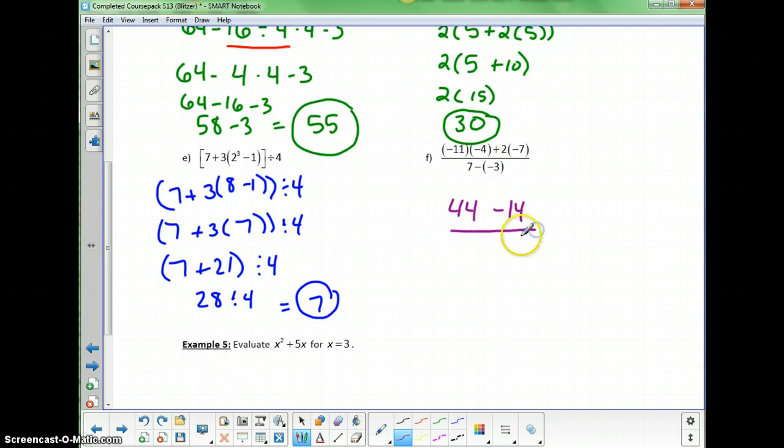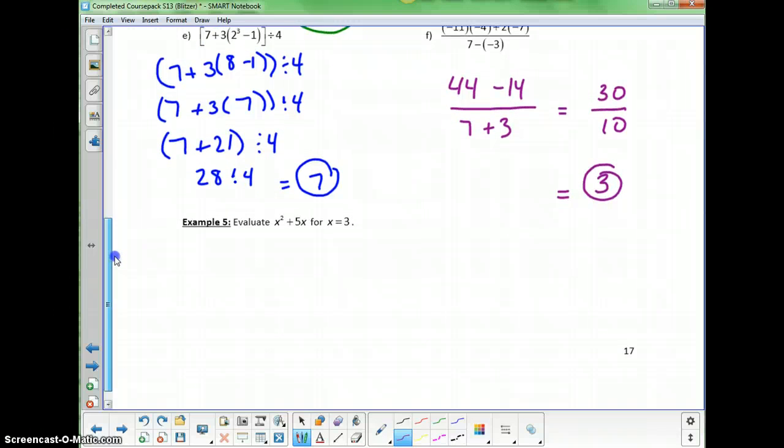So I've got 44 minus 14 on the top. 7 minus negative, we'll turn that into 7 plus 3. So on the top, 44 minus 14 is 30. On the bottom, 7 plus 3 is 10. And then finally we can finish our division and get 3.